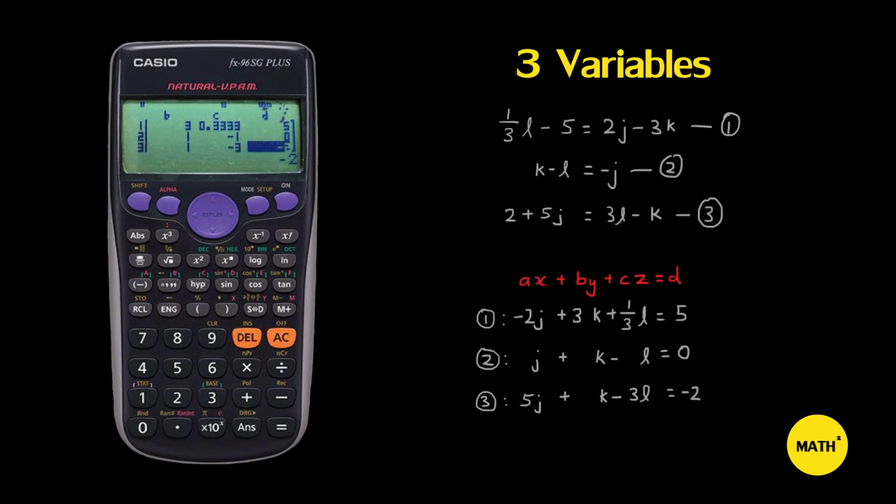To solve these simultaneous equations, press another equal, and you should see x equals 1. Similarly, you can navigate between x, y, and z by pressing the up and down buttons. Thus, for these simultaneous equations, we have solved that j is equal to 1, k is equal to 2, and l is equal to 3.